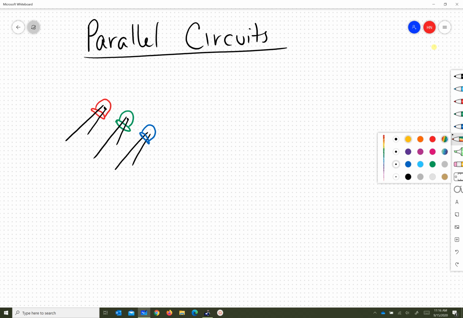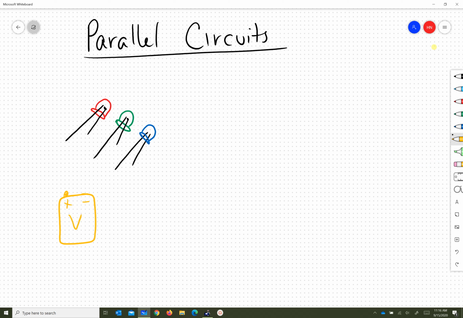Now I'm going to draw a battery down here at the bottom. This is the positive and the negative terminal of my battery. The first thing I would like to show you is that in a parallel circuit, you have multiple pathways. That means that the electrons can travel through either the red LED or the green LED or the blue LED. And if you were to remove one, the other LEDs would remain lit and working properly.